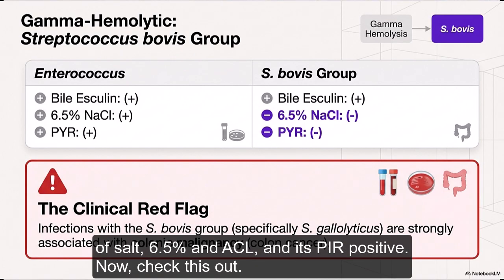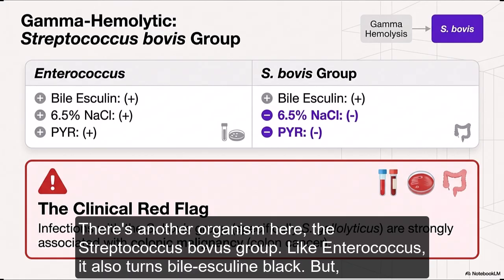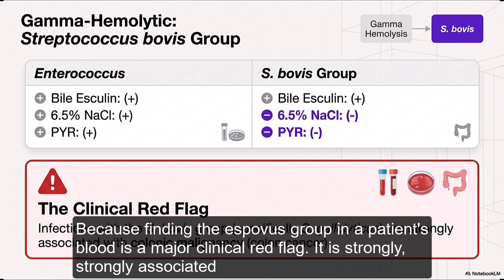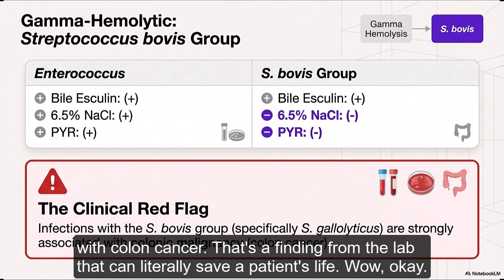Now, check this out. There's another organism here, the Streptococcus bovis group. Like Enterococcus, it also turns bile-esculin black. But, and this is a huge but, it cannot grow in that high salt broth, and it's PYR negative. Why does this matter so much? Because finding the S. bovis group in a patient's blood is a major clinical red flag. It is strongly associated with colon cancer. That's a finding from the lab that can literally save a patient's life.